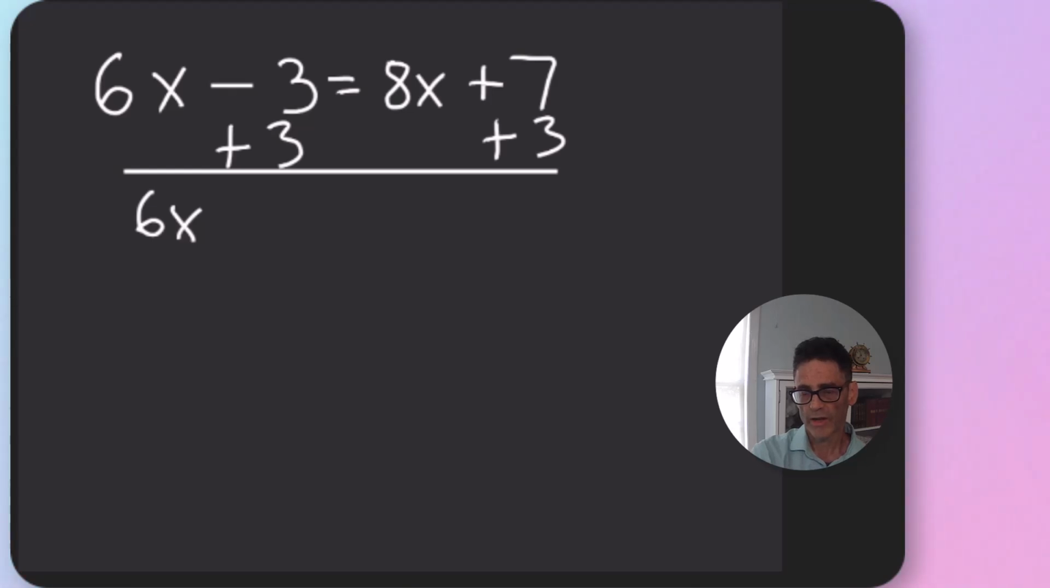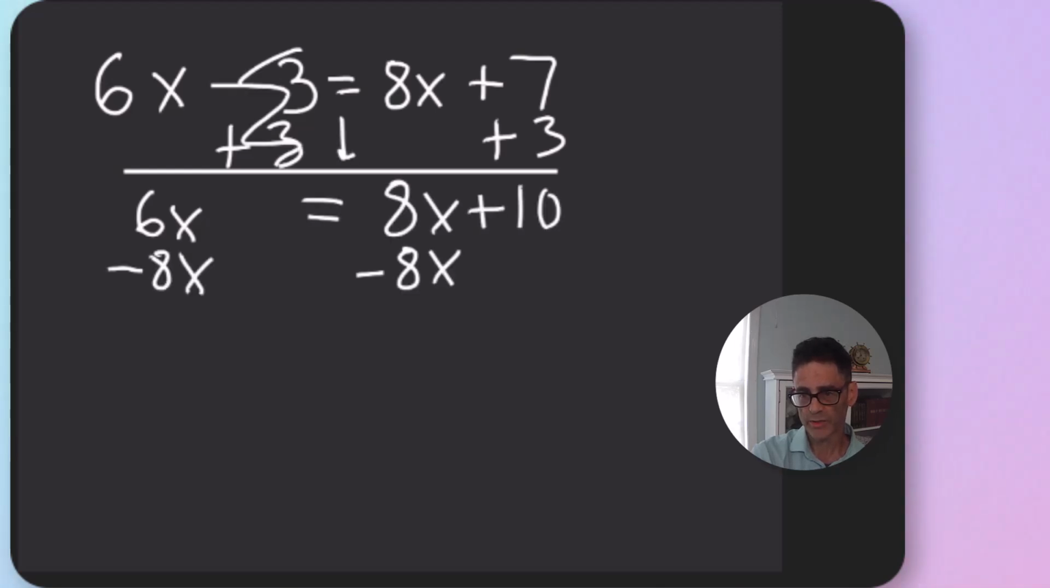Now I'm left with, on the left side, just the 6x because the -3 and the +3 go away. Now I have equals 8x plus 10. At this point I need to get the 8x away from the right side. I need to get the x's on the left side of the equation and leave the number 10 on the right side. I could have done it where I got the x's on the right side, it doesn't matter, but right now I need to make sure I get the x terms together. So that's why I subtracted 8x from the right side, because that -8x will eliminate the 8x that was there.